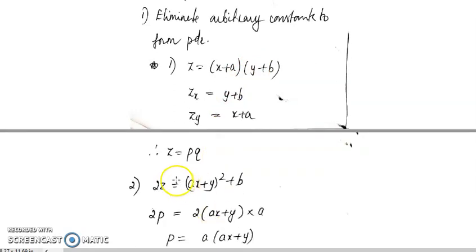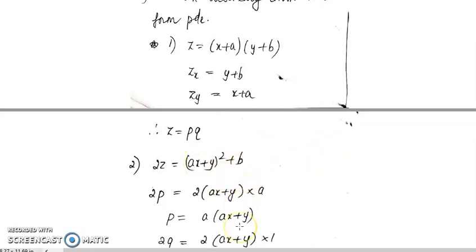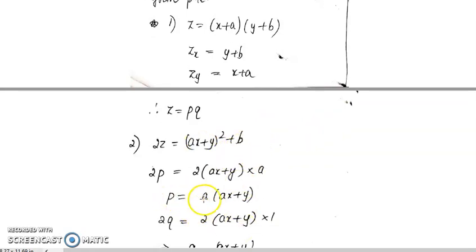So the second question is, we have 2z equal to (ax plus y) whole square plus b. Here also the number of arbitrary constants and number of independent variables are the same. Differentiate on both sides with respect to x. So you are going to get 2p equal to 2 (ax plus y) into a. The derivative of the second term is 0. So that gives p equal to a times (ax plus y).